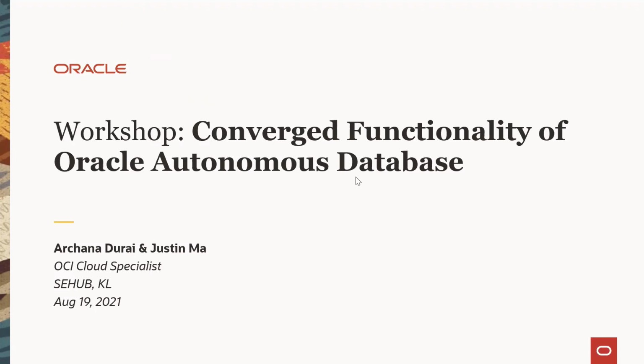Thank you, Jane. Hi, everyone. Thanks for joining this call. So in today's workshop session, we're going to talk about the converged functionality of Oracle's autonomous database. So basically, how to gain first-hand experience on using different data types beyond relational data, such as JSON, XML, Spatial, and Graph, all running on Oracle's autonomous database, a truly converged database.